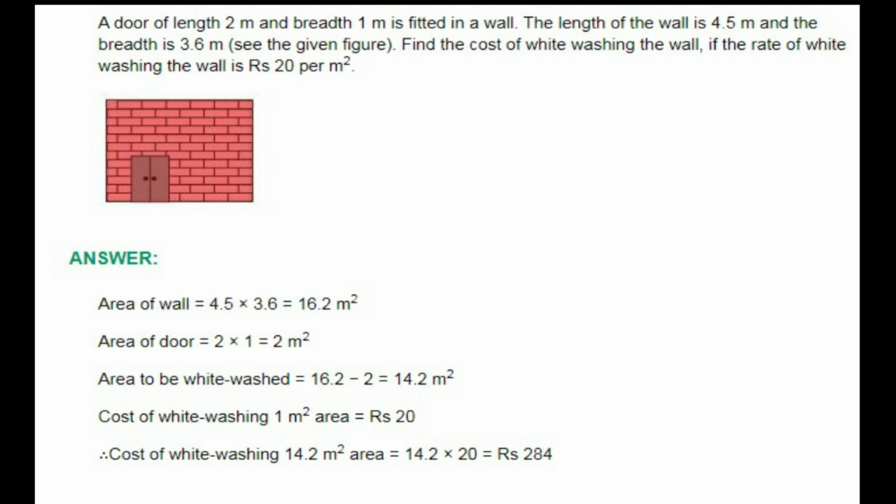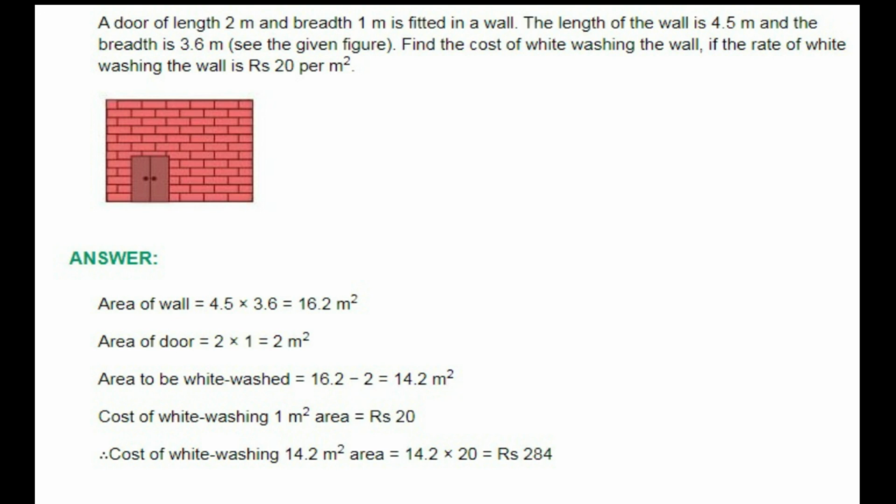So what they are telling you is that a door whose length is given as 2 meter and breadth as 1 meter is fitted in a wall, and the length of the wall is 4.5 meter and breadth is 3.6 meter. The door is rectangular in shape and the wall is also rectangular. They are asking the cost of whitewashing the wall, and the rate of whitewashing is rupees 20 per meter square.